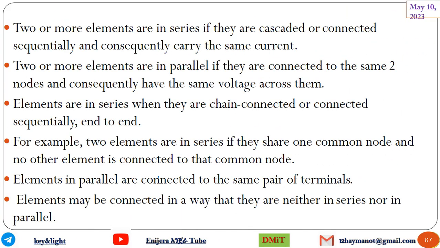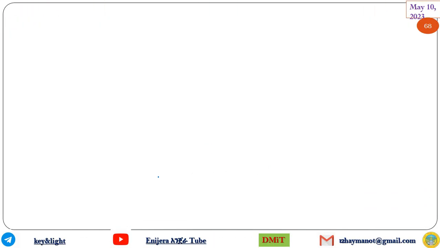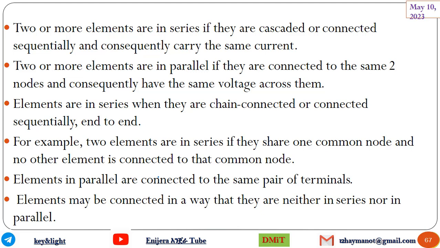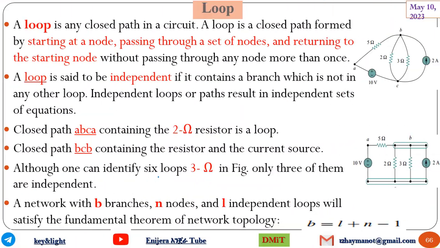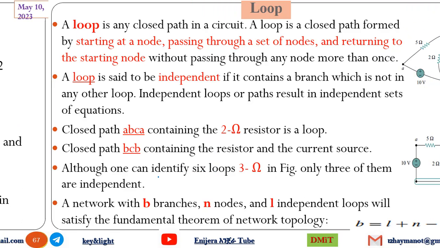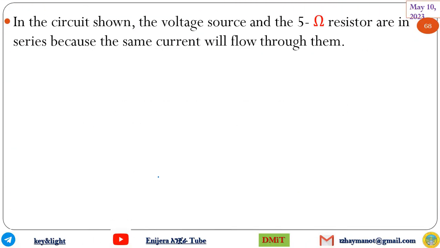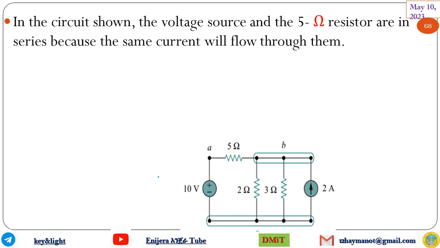So two or more elements are in series if they are cascaded or connected sequentially and consequently carry the same current. In a series circuit, the current is the same, right? What about the voltage? The sum of the individual. Elements are in series when they are chain connected, or connected sequentially end to end. In the circuit shown, the voltage source and the 5 ohm resistor are in series.